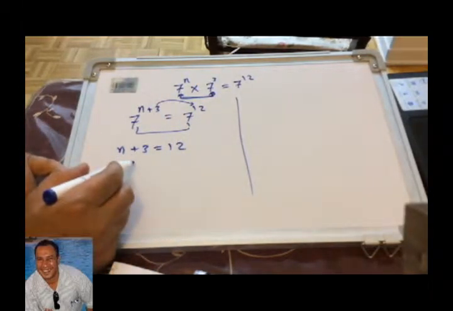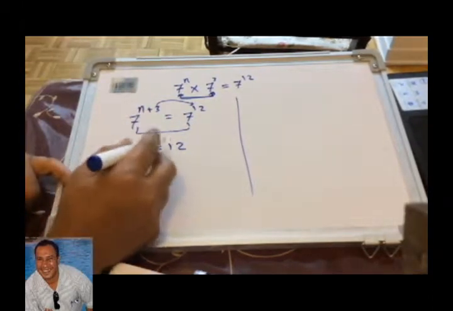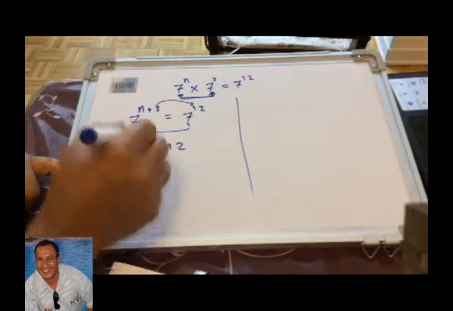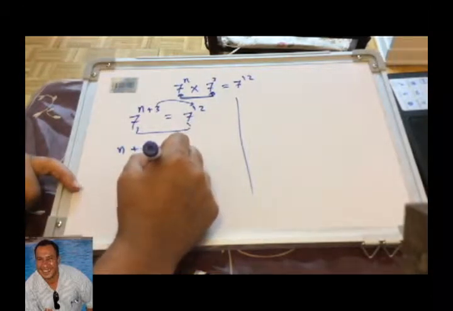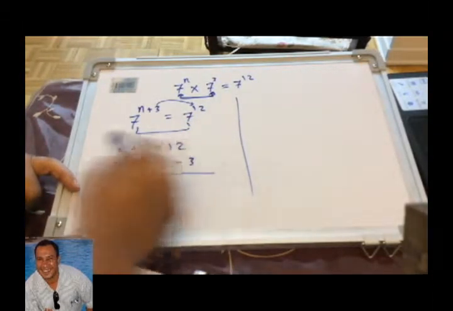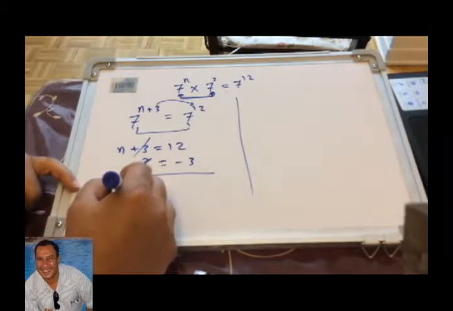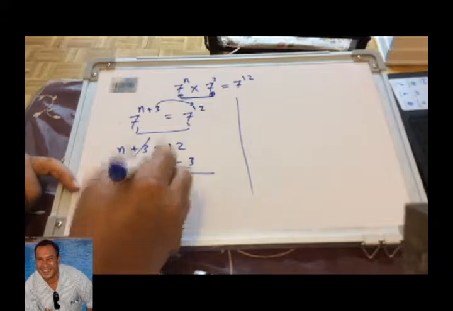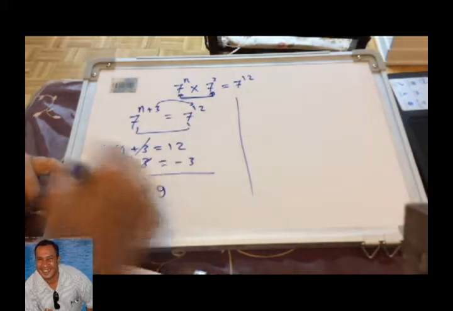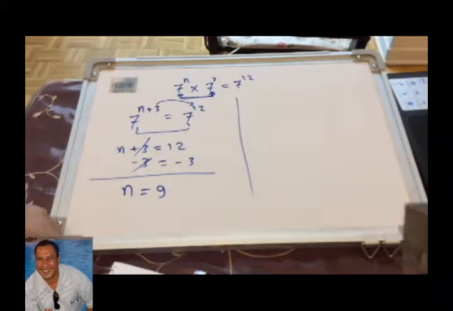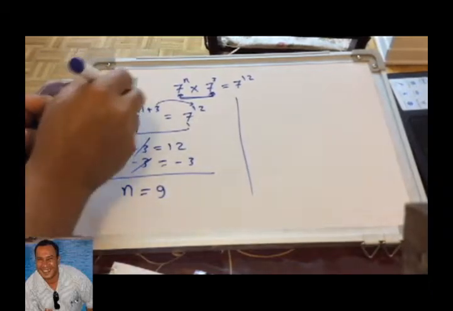Undo what has been done to the variable. It means minus 3 on the left-hand side and minus 3 on the right-hand side. The 3's cancel each other, so the rest will be n equals 12 minus 3, which gives 9. So the value of n is 9. The answer will be C.